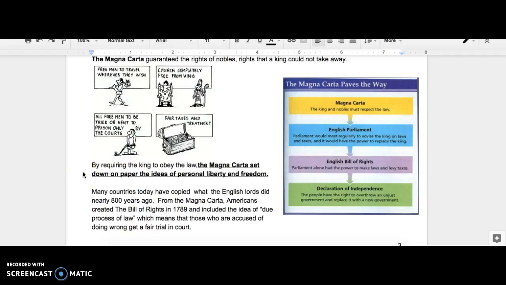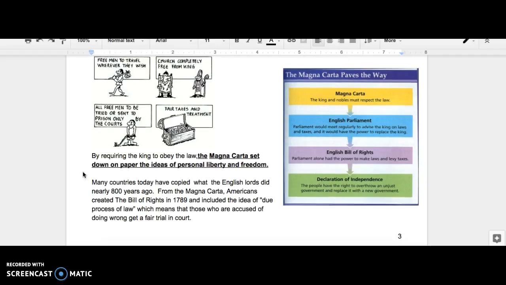By requiring the king to obey the law, the Magna Carta set down on paper the ideas of personal liberty and freedom. Many countries today have copied what the English lords did nearly 800 years ago. From the Magna Carta, Americans created the Bill of Rights in 1789 and included the idea of due process of law, which means that those who are accused of doing wrong get a fair trial in court.